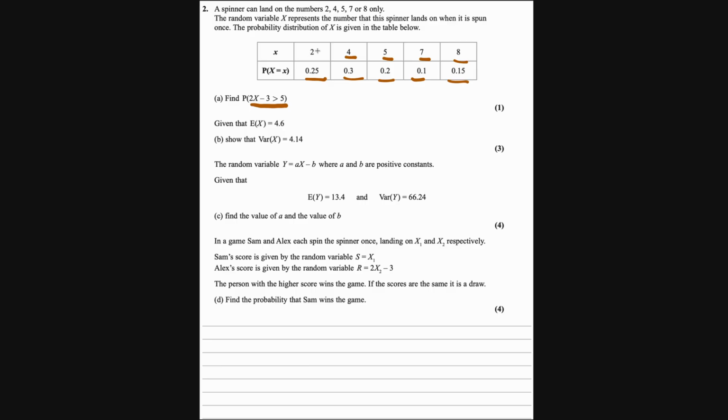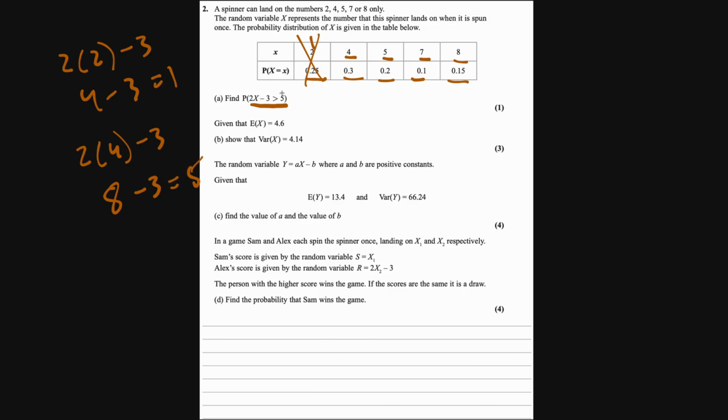So when x is equal to 2, 2x minus 3 is basically 2 multiplied by 2 minus 3. So 4 minus 3, so 1. So this is not greater than 5, so we're not taking this probability. When x is equal to 4, we're saying 2 multiplied by 4 minus 3, which is 8 minus 3, which is 5. And 5 is not greater than 5. Therefore, this does not match our criteria.